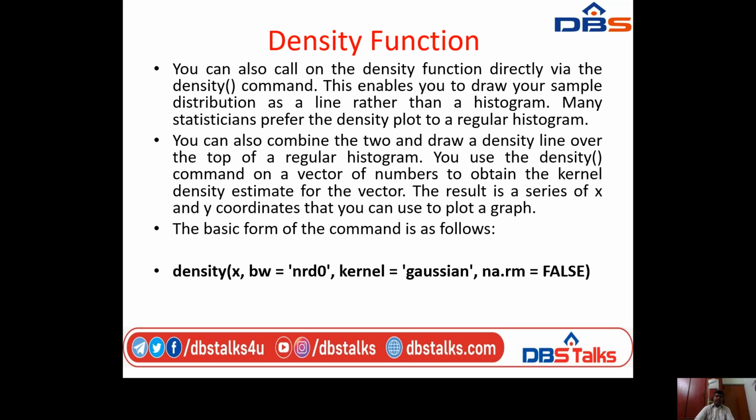Now the basic form of the command is as follows. density of x, where x is the data which we are plotting. Then there is a bandwidth, the basic algorithm, nrd0. kernel is equal to Gaussian, since we are using the Gaussian distribution. na.rm removes the NA values, the not applicable values.